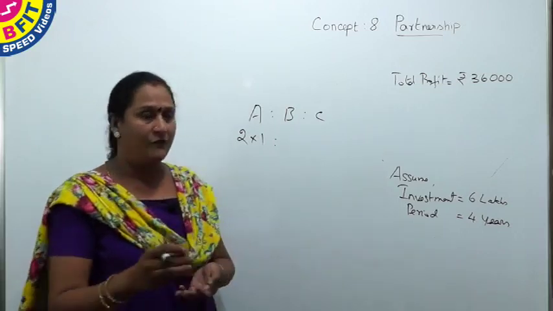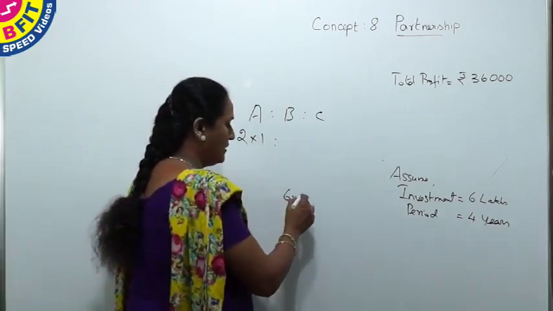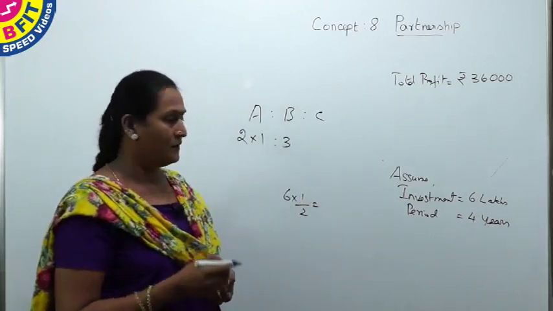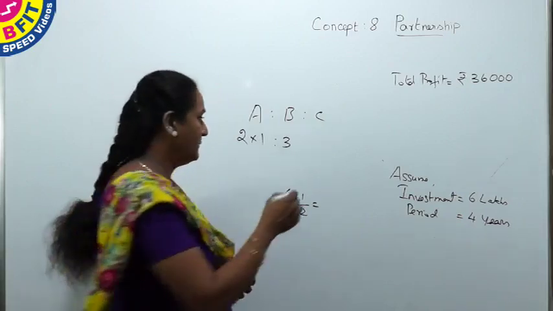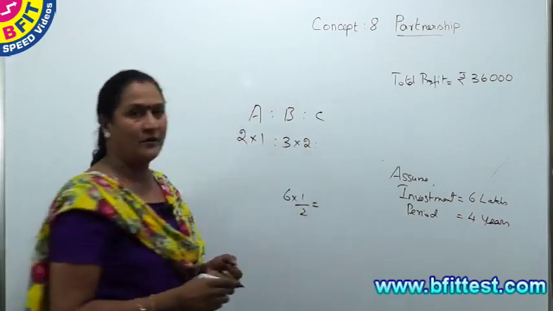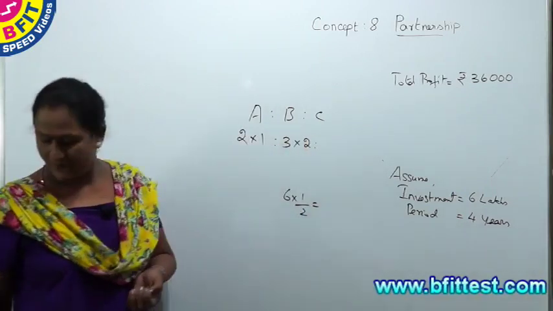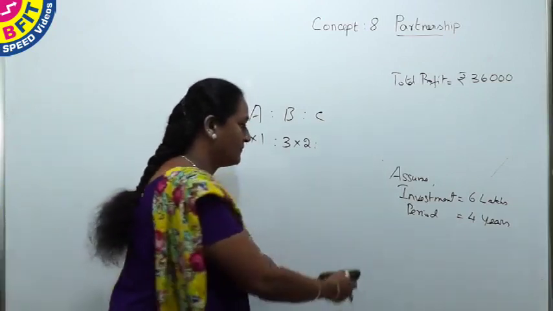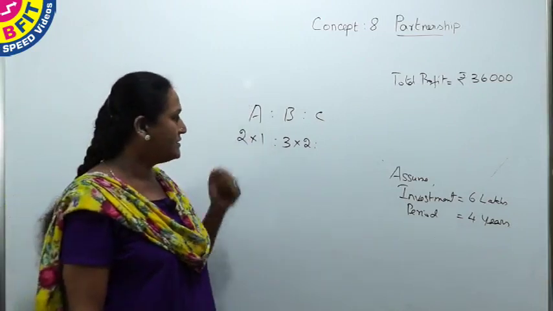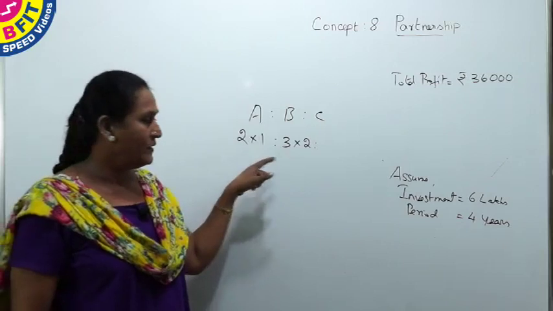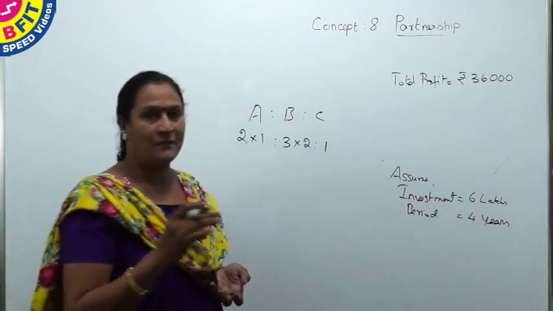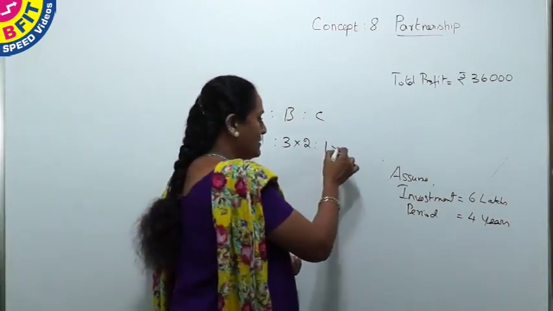And B is giving half of the investment. So in this, half of 6 lakhs is 3. So B is investing 3 lakhs for half of the period. So in 4 years, half is 2. So B is in the business for 2 years. And now C gives the remaining investment. So A has invested 2 lakhs, B has invested 3 lakhs. So together it is 5. So out of 6, remaining is 1 lakh, which is given by C. And the period is for 4 years. So C is there for the whole period.